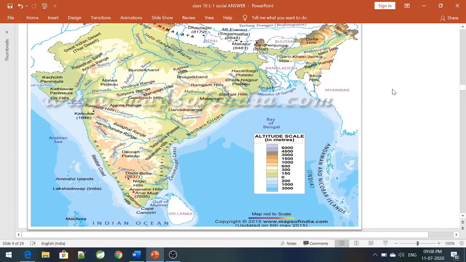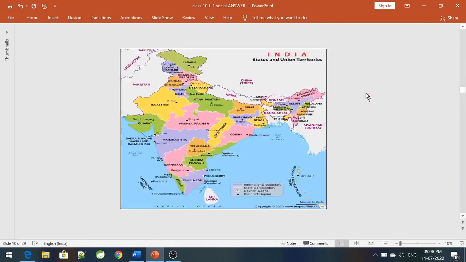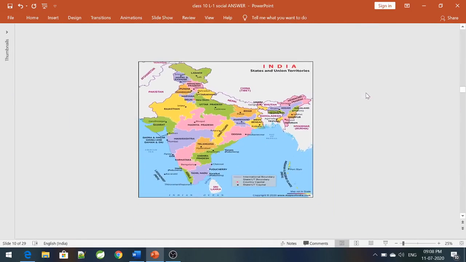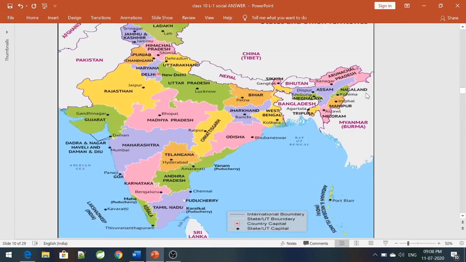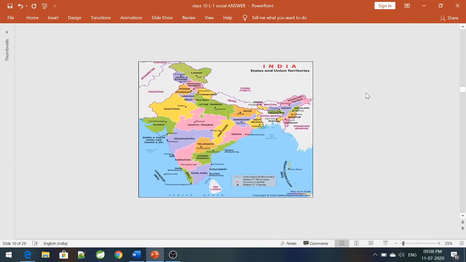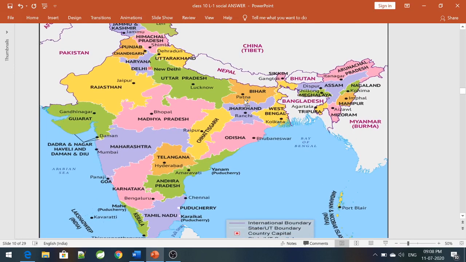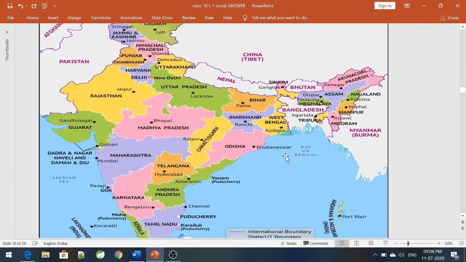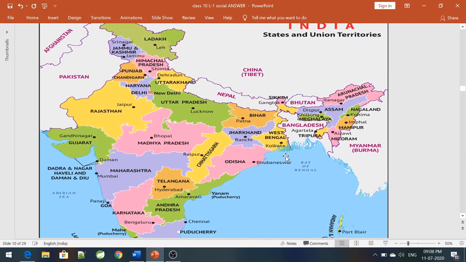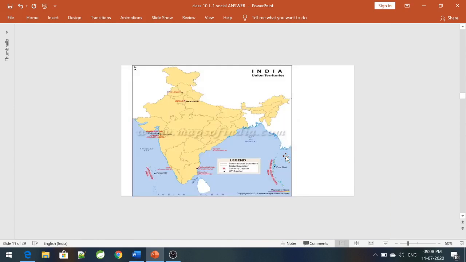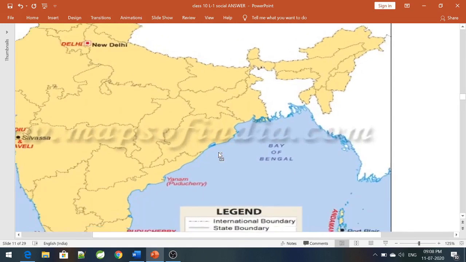Okay, let's go next. So these are the India map with all the states, its neighboring countries, and all the capitals of the states, everything. Daman and Diu. I have the union territories on another map. I will show you that also. See here, these are the union territories.